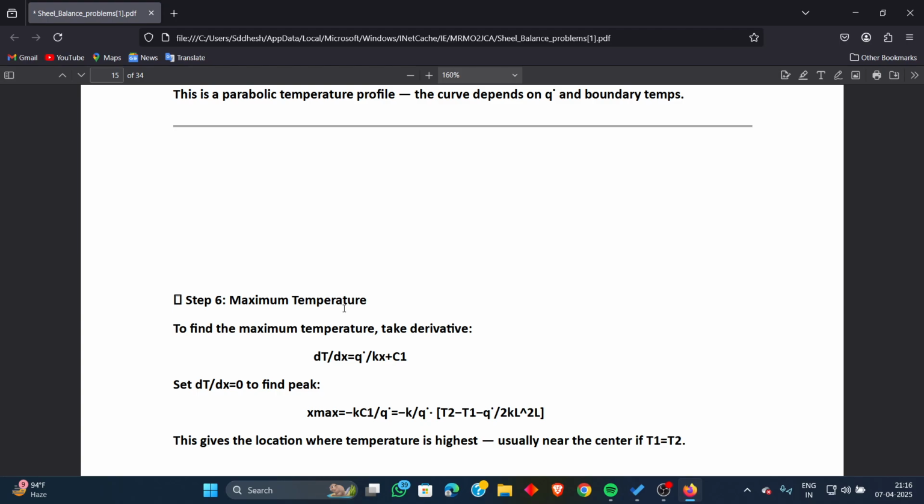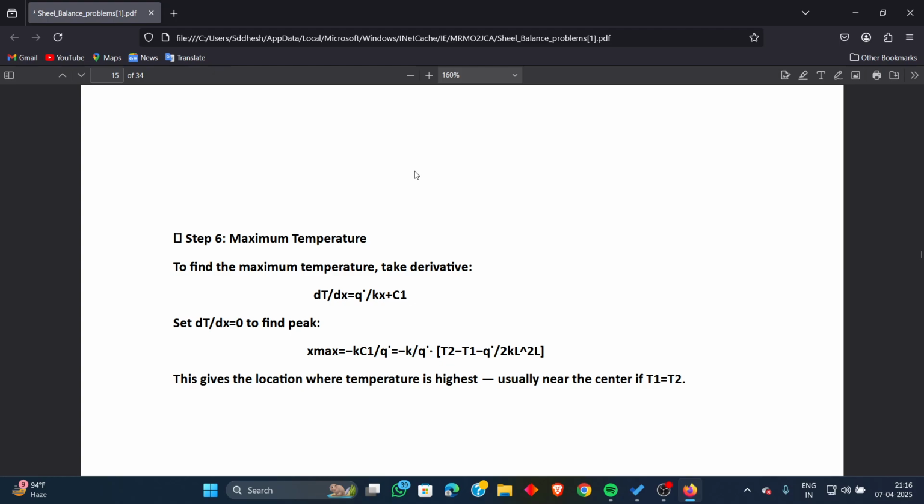Step 6, maximum temperature. To find the maximum temperature, take the derivative. That is dT by dx is equal to minus Q dot upon K x plus C1. Set dT by dx equal to 0 to find the peak. X max is equal to K C1 upon Q dot. This is the location where the temperature is highest, usually near the center if T1 is equal to T2. This is the final answer that we get after solving the steps.